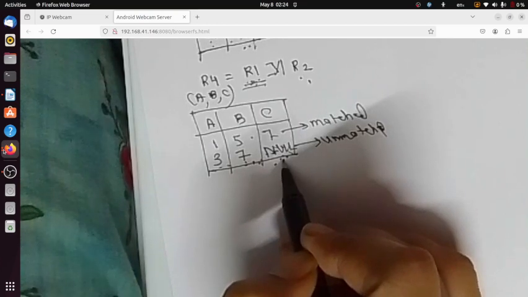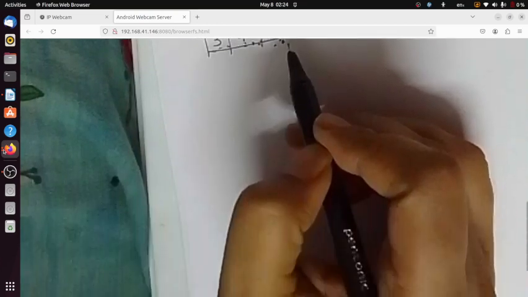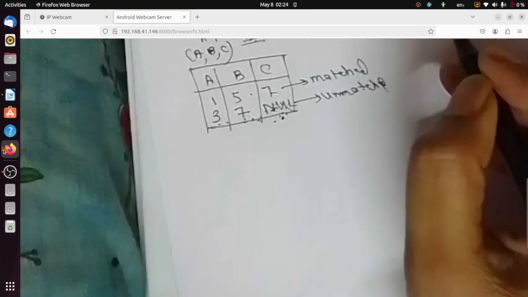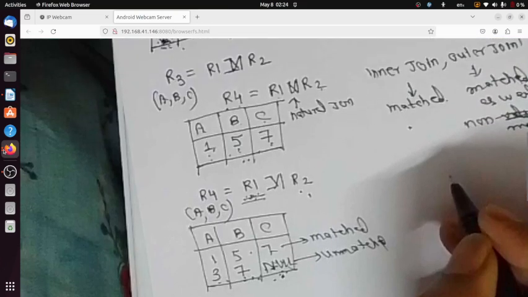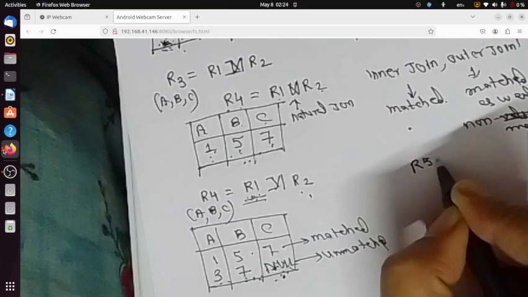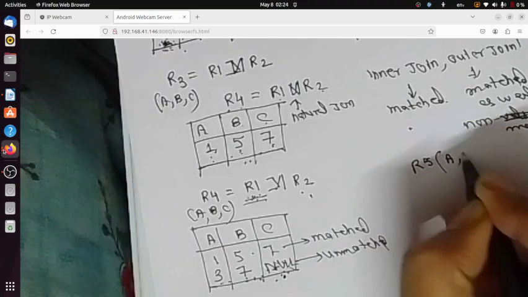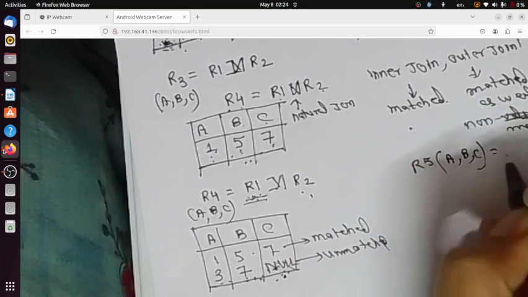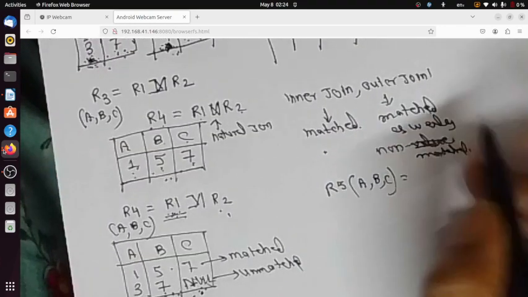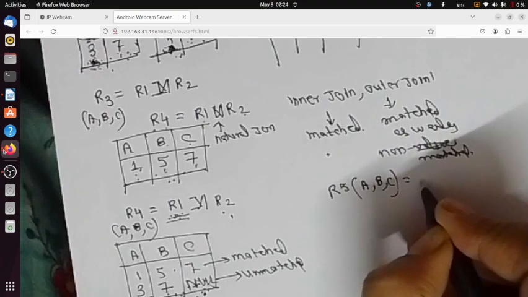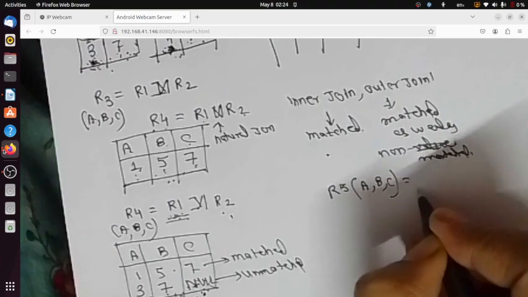Similarly, if we want to find the right outer join, suppose the output relation is R5 with the attributes A, B, C, which we obtain by doing the right outer join between relations R1 and R2.